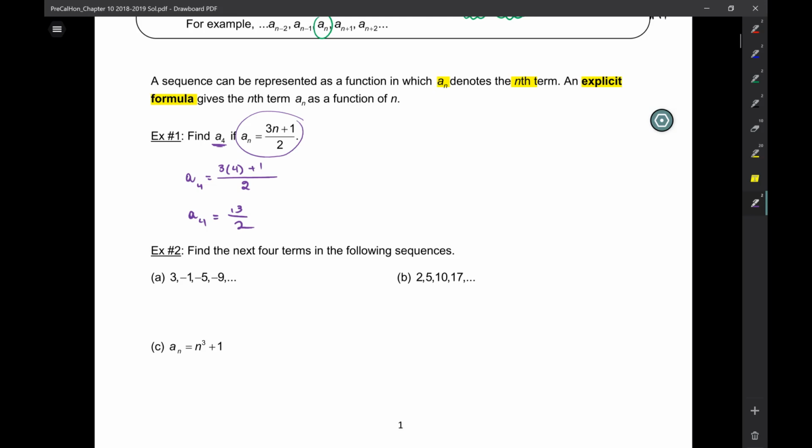Okay, let's talk about what we've done. This is a sequence, right? This is the first term, second, third, fourth. I don't know what any of the first three numbers are, but I know that the fourth term is 13 over 2.